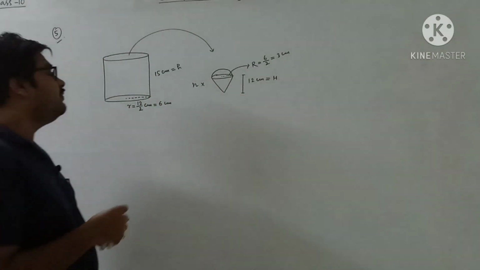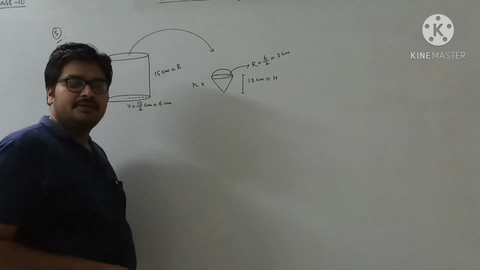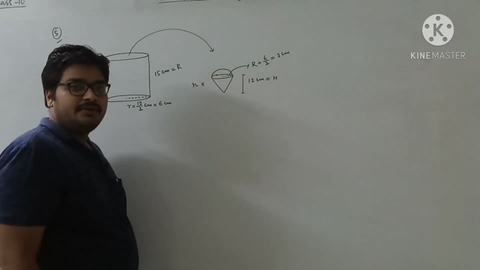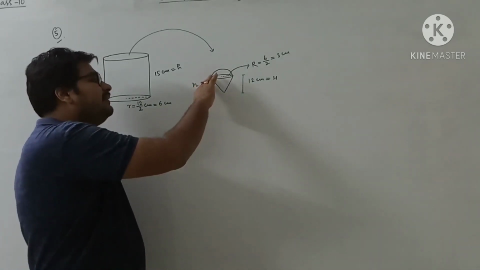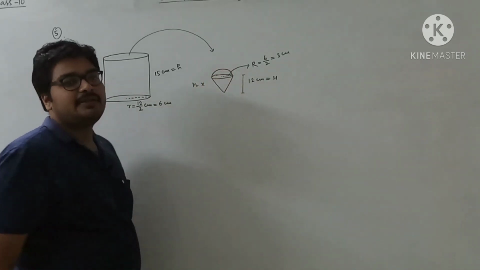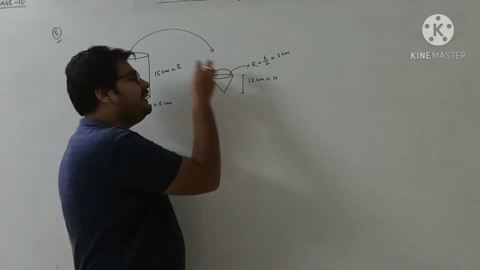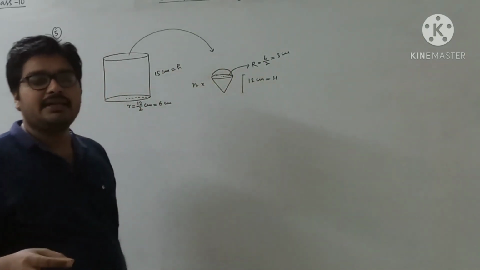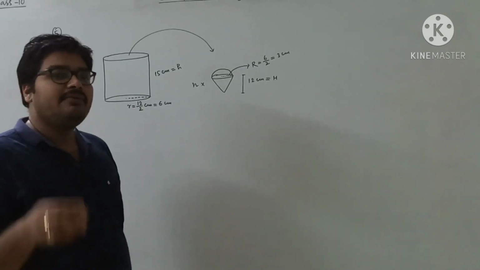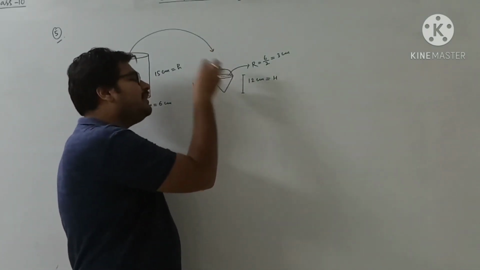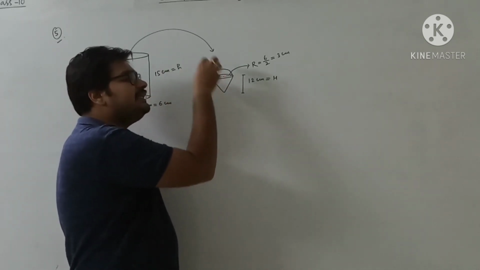So how are the cones to be filled with ice cream? Not only will the cone be filled with ice cream up to the brim, the ice cream should also be given the hemispherical shape at the top. So each of the cones contains how much ice cream? If I want to find out, that should be equal to the volume of the cone plus the volume of the hemisphere. So that much volume of ice cream is there in each cone.